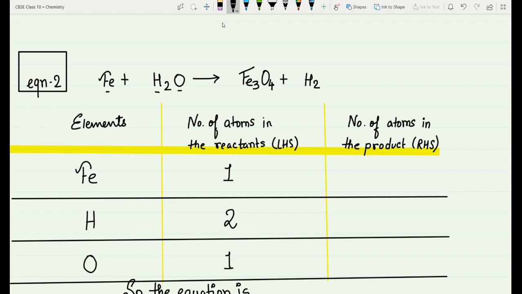Now, how many are there in the products? In the products, iron is 3. There are 3 irons in the product. Over here the iron is 3 because there is a 3 attached. So 3 goes like this. Hydrogen, how many hydrogen? 2, because there is a 2 attached over here. So we will write 2. And the oxygen, how many oxygen? 4 oxygen is there because there is a 4 over here.